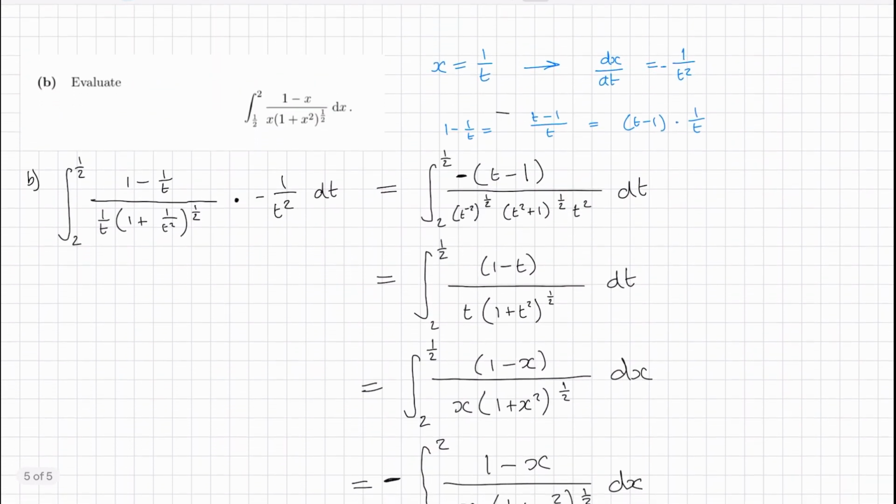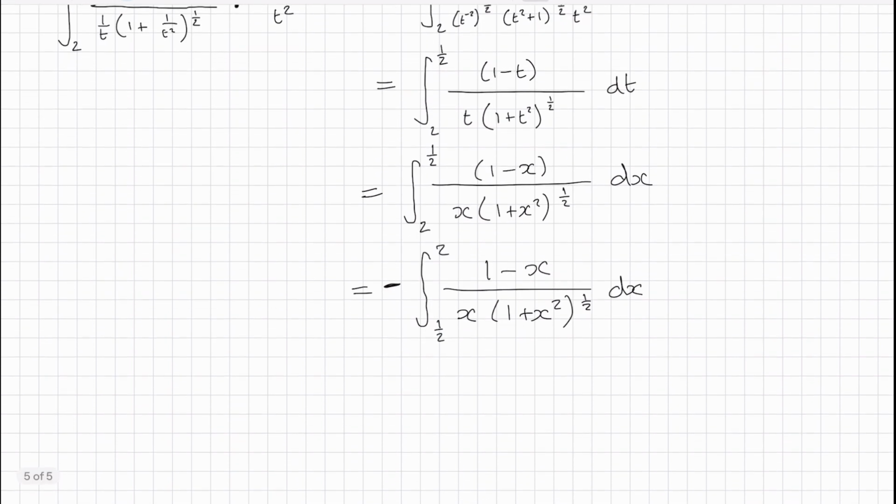So if we call our original integral I, we then have that I equals negative I. Therefore, our integral has to equal 0, because our substitution just turned it into the negative version. And that is question 1 complete.